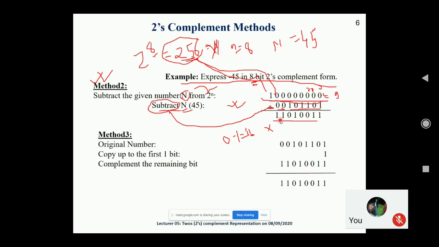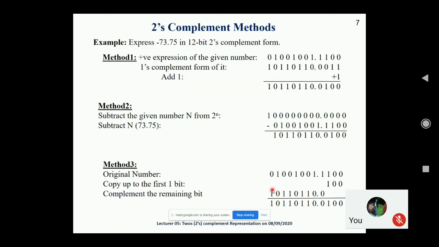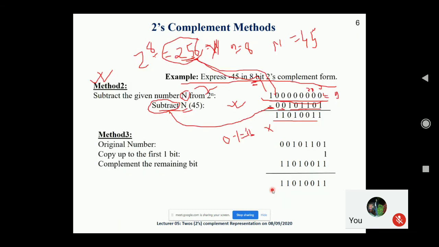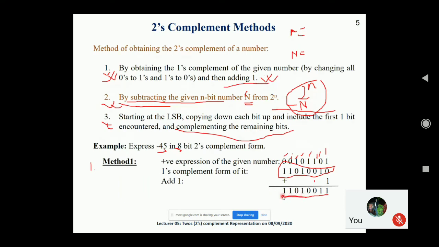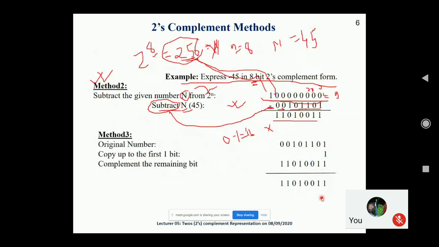So when we are applying method 2, the result is the same. When we are applying method 3, the result is also the same. And when we are applying method 1, the result is also the same. So those are the 3 methods.